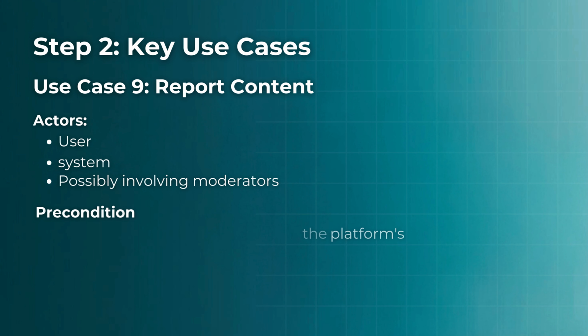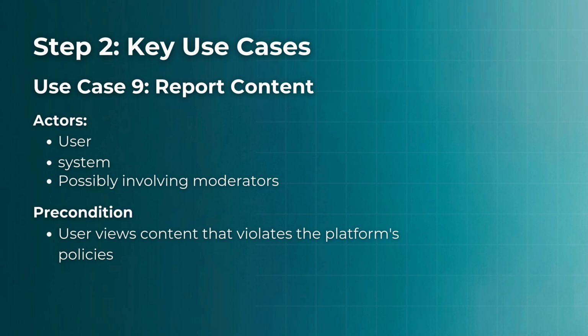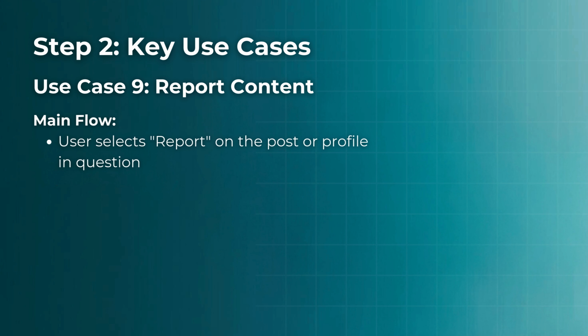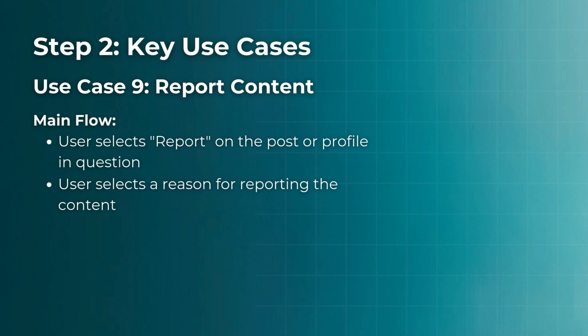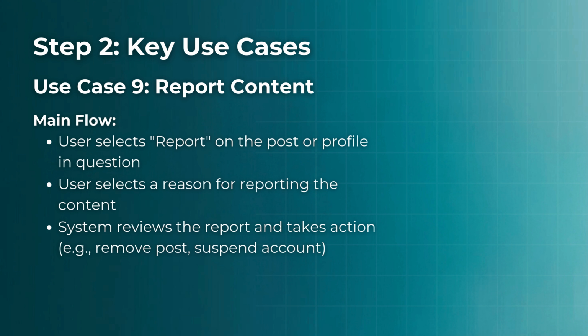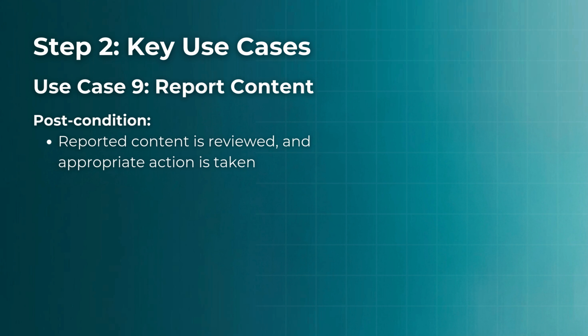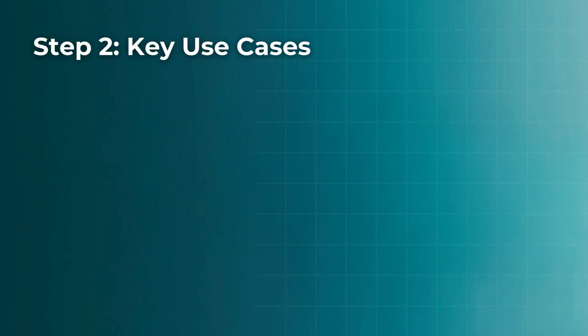When it starts, a user identifies content that violates platform policies. What happens next? First, the user flags the content and provides a reason for the report. The system escalates the report for review. Then, depending on the findings, the system takes appropriate action, removing the content, warning the user, or even suspending accounts. This ensures the platform remains a respectful and secure environment for everyone.